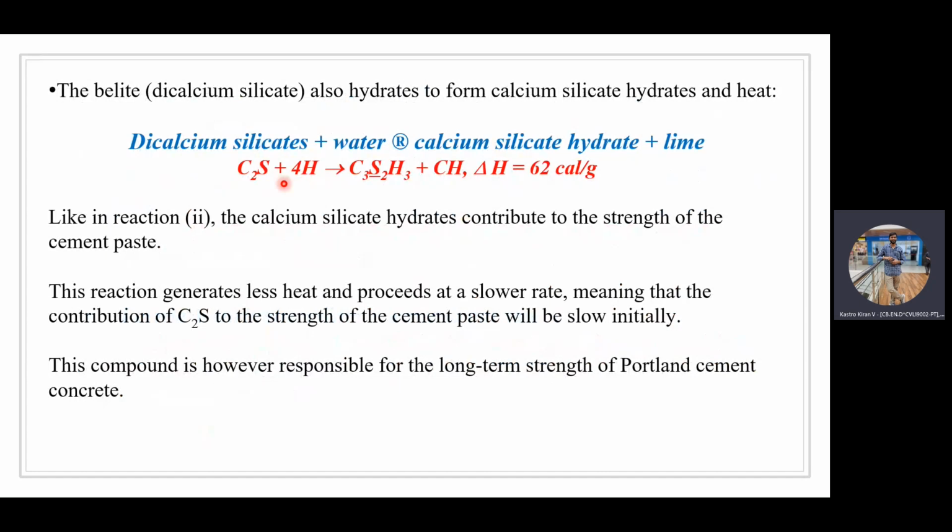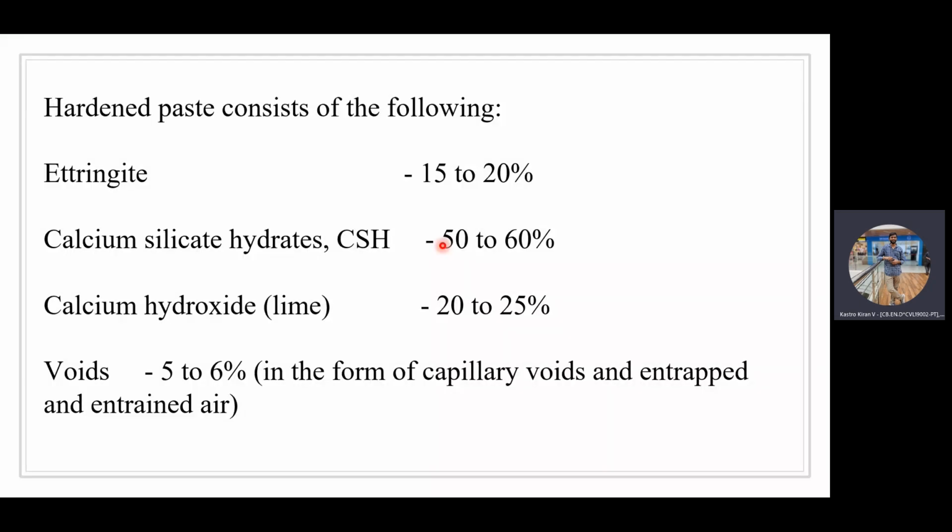So this is the final chemical reaction, which I have discussed some time back. In general, if I summarize the entire hydration products, the ettringite will consist of 15 to 20%, calcium silicate hydrate will consist of 50 to 60%, calcium hydroxide, which is basically the lime, will consist of 20 to 25%, and voids will be there up to 5 to 6% in the form of capillary voids and entrapped and entrained voids.